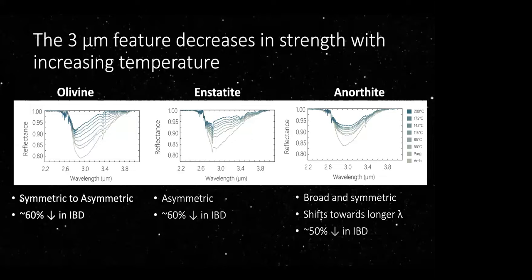And for anorthite, we start with an absorption feature that's symmetric, and it remains symmetric and actually broadens slightly as we're increasing temperature and removing hydration. Again, the band minimum shifts towards longer wavelengths, and we see about a 50% decrease in the integrated band depth of this feature.